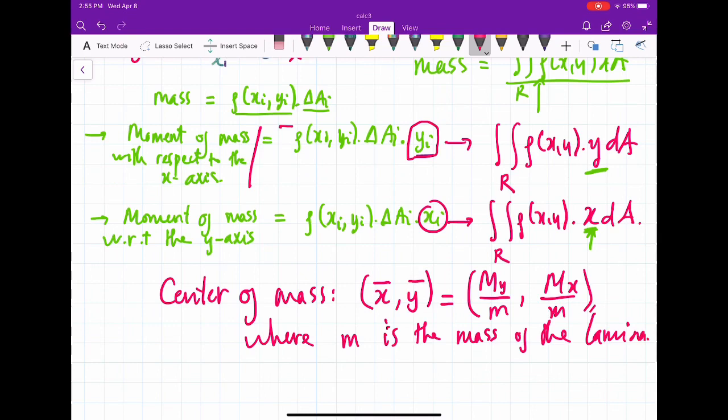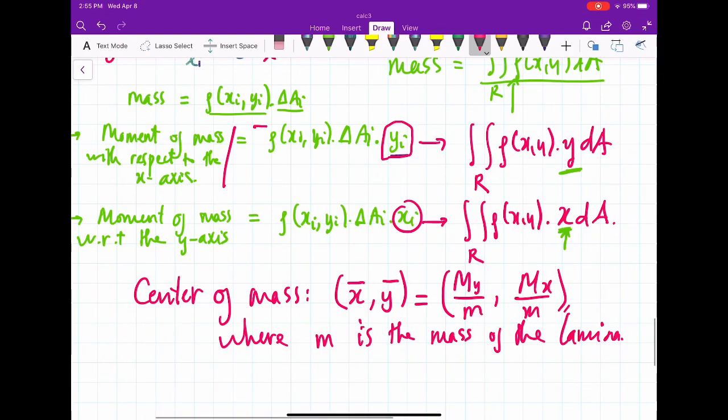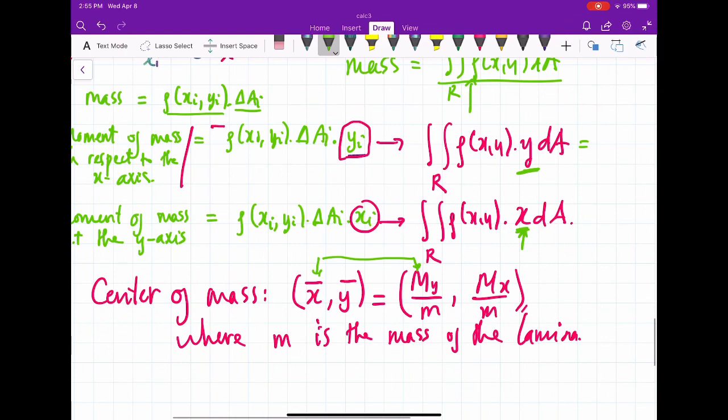So basically, in order to find the center of mass, you need to find the moment of the mass with respect to the x and the y axis, and then the mass of the lamina. Here is one thing we have to remember. The x coordinate is equal to My over m. Makes sense? Where My is equal to this. This is My.